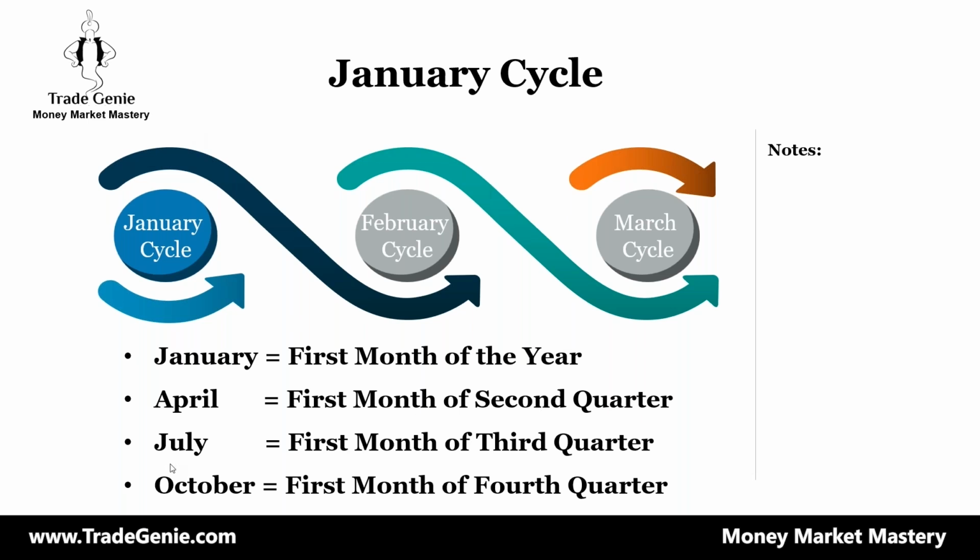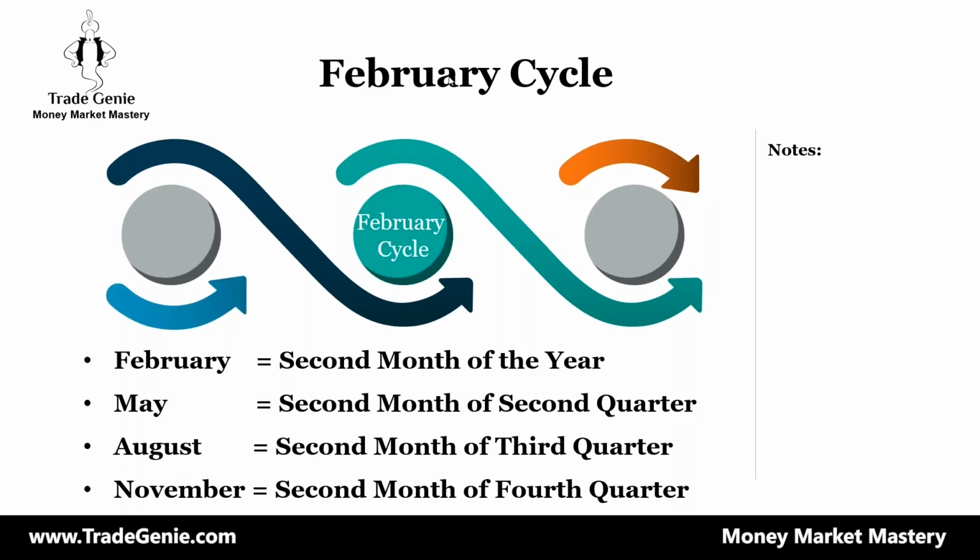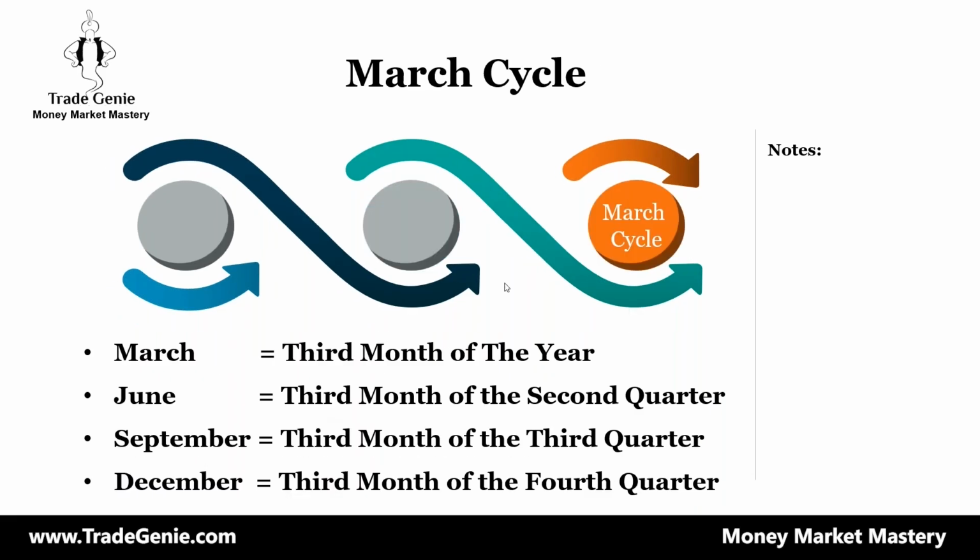So the January cycle has these 4 months. The February cycle has February, which is the second month, and then May is the second month of the second quarter, August is the second month of the third quarter, November is the second month of the fourth quarter. So if a stock is assigned to a February cycle, then it will have February, May, August, and November listed there. Same way the March cycle: if the stock is assigned to the March cycle, then March, June, September, December will be listed there.